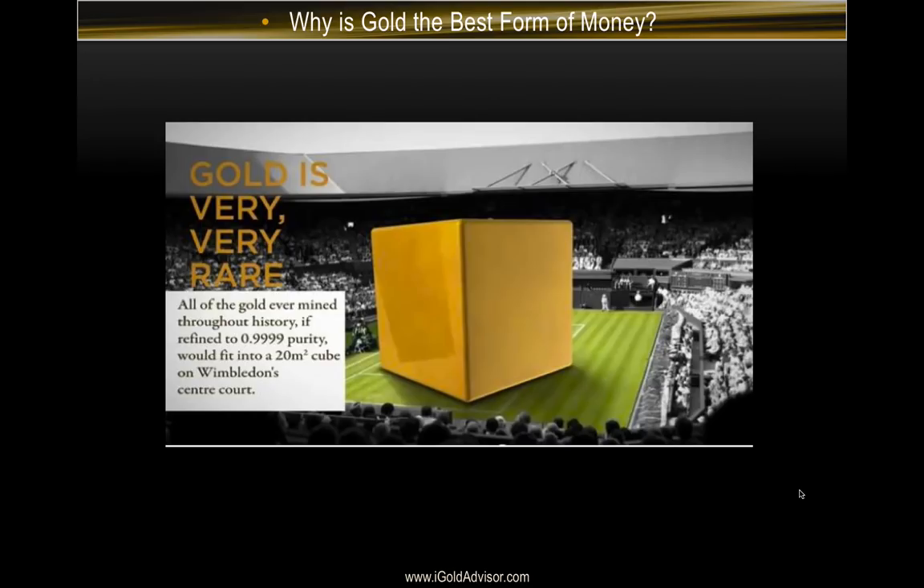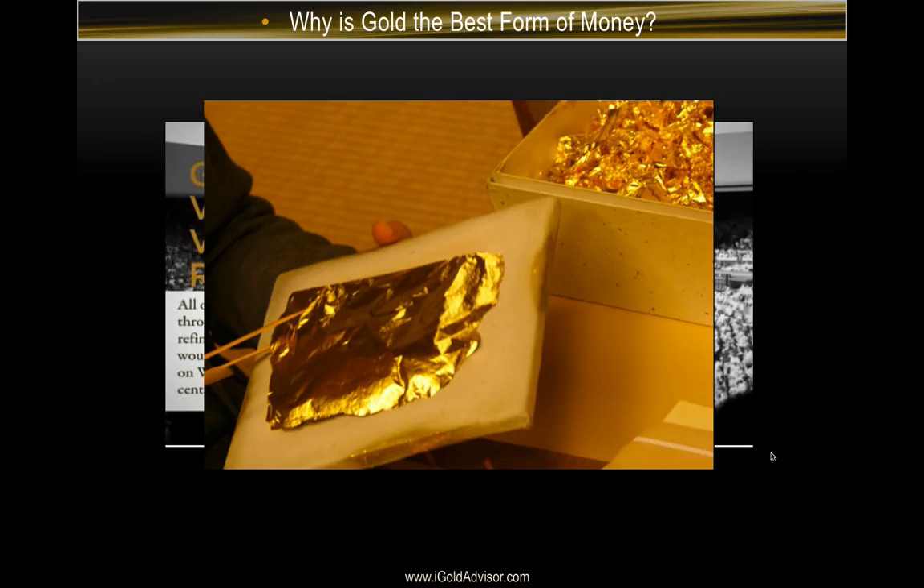Very, very rare. We can see all the gold ever mined in the history of mankind could fit into the center of a tennis court match. Gold is extremely divisible, malleable. The statistic that I have seen says that a single ounce of gold can be drawn into a gold wire that is 50 miles long. 1 ounce of gold into a wire 50 miles long, or 80 kilometers if you're in the rest of the world that does not use our system of miles here.